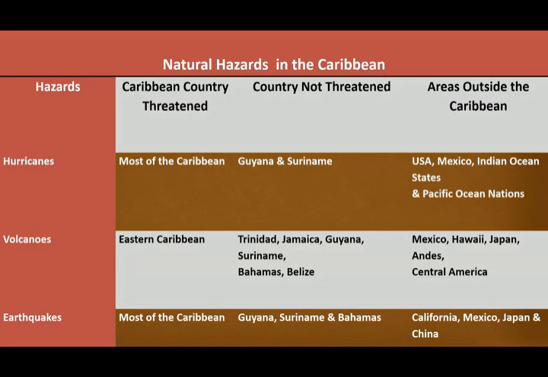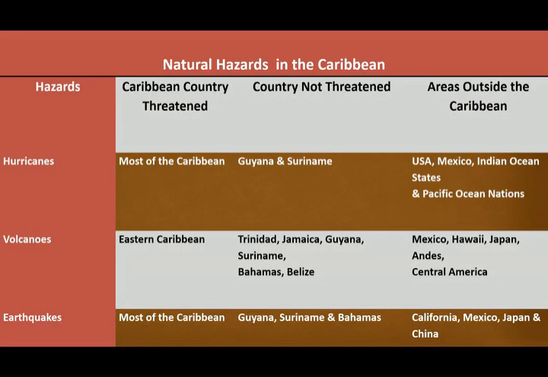So hurricanes, volcanoes, and earthquakes are the three common natural disasters that occur in the Caribbean. Now, as you can see, you have the countries that are threatened, the countries that are not threatened. All right. Now, the countries that are affected by hurricanes, for the most part, are most Caribbean countries, except for Guyana and Suriname. We can throw French Guiana in there as well. They are not affected by hurricanes.